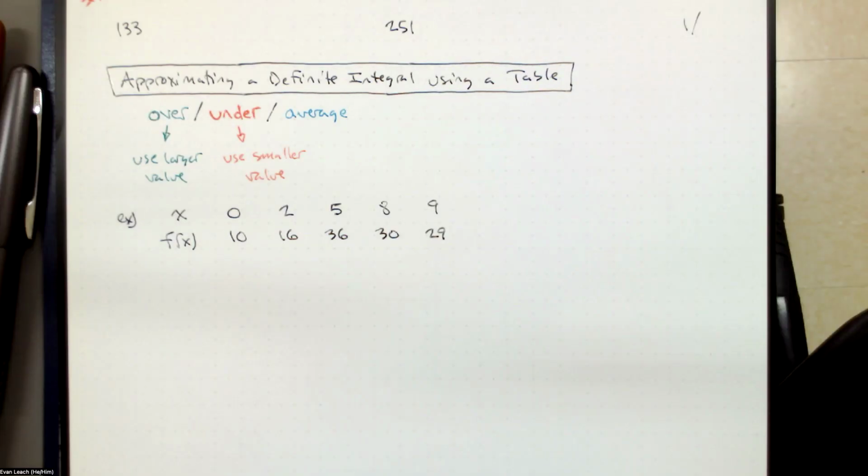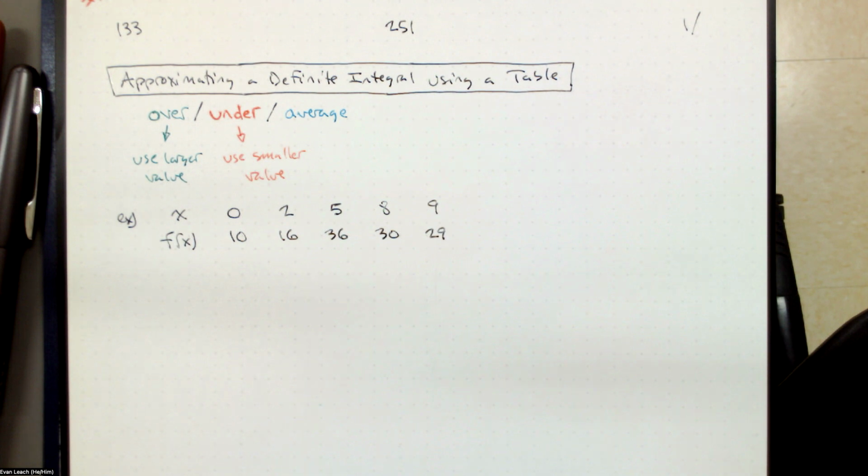Today, we want to talk about a little bit more detail about approximating a definite integral using a table. So here we have just a generic table, and we're going to approximate a definite integral, in this case from 0 to 9. We're going to talk about the things that we can do to do this and why it makes sense to do those things.